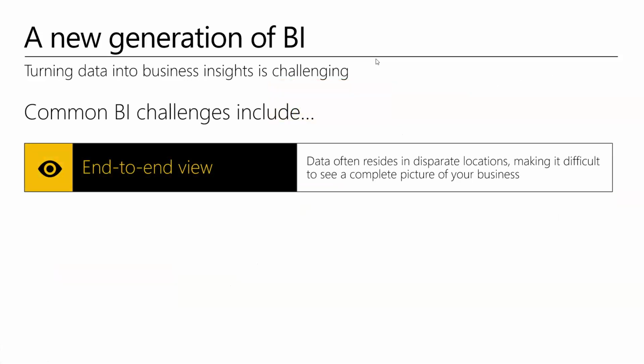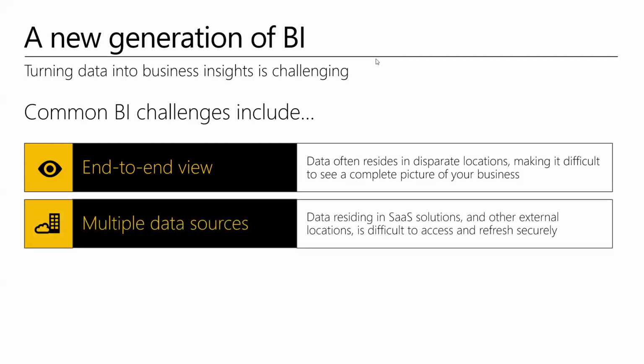See, end-to-end view. Data often resides in disparate locations. Of course, I told you that there is complex data. Some data is in an Excel sheet, some data is on a website, some data is probably inside a cloud platform. So it is very important that we get all this data together. So end-to-end view, with data from multiple data sources.